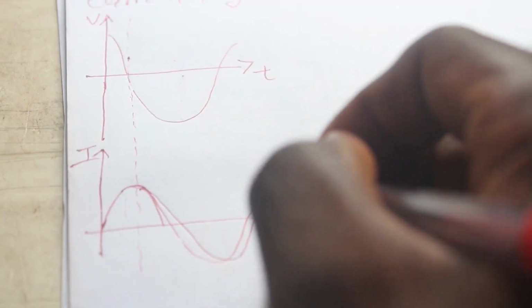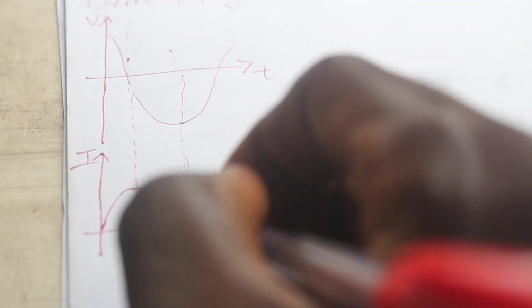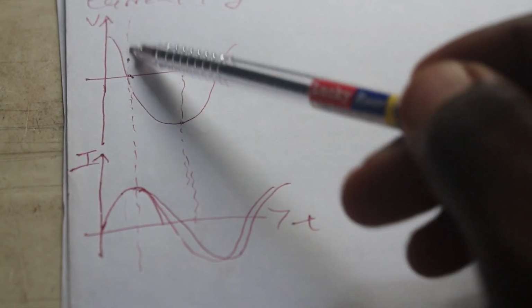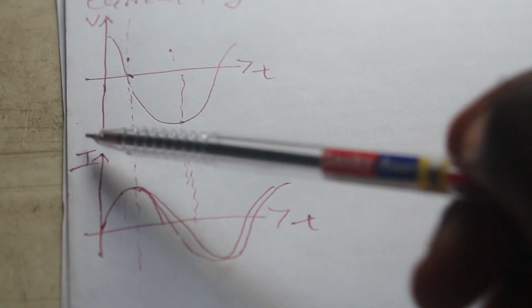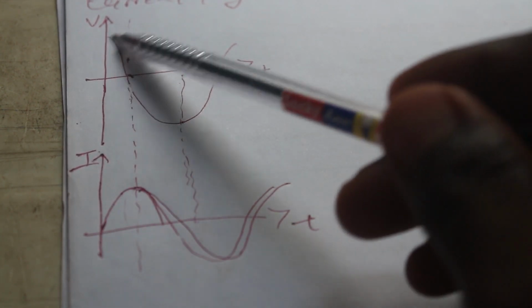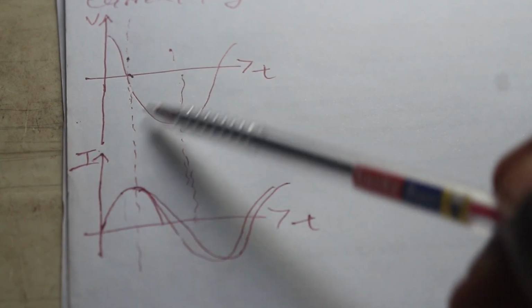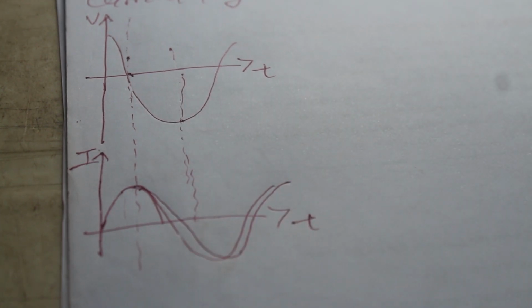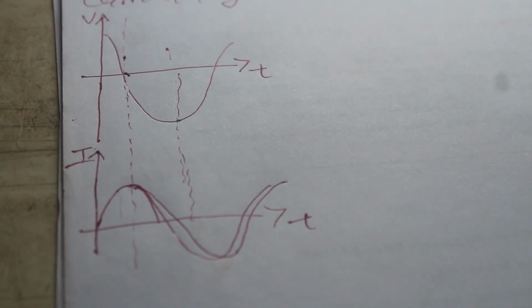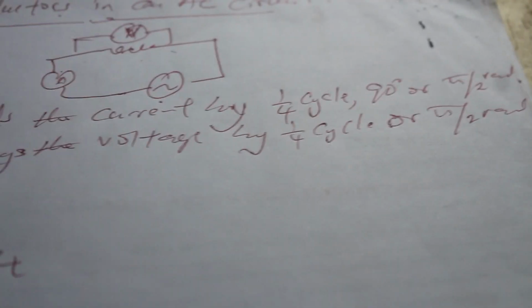So while this one is minimum, here is just reaching 0. You see, when this is maximum, here is minimum. When the voltage is maximum, current is 0. When the voltage becomes 0, then the current is maximum. See, it leads the current. You see, like that. So this is what you're going to get in an AC circuit containing an inductor.